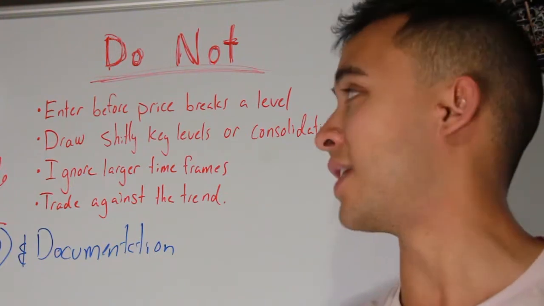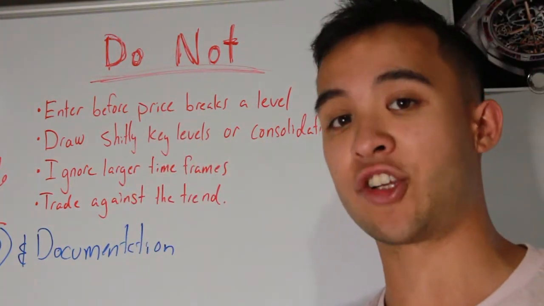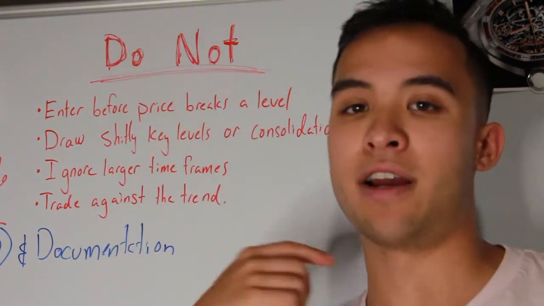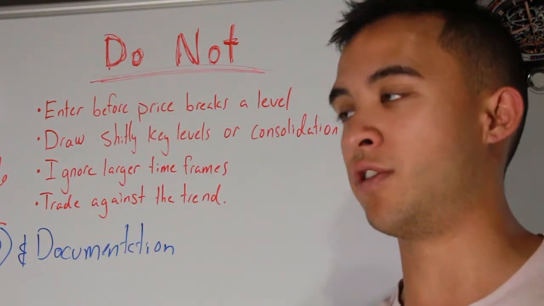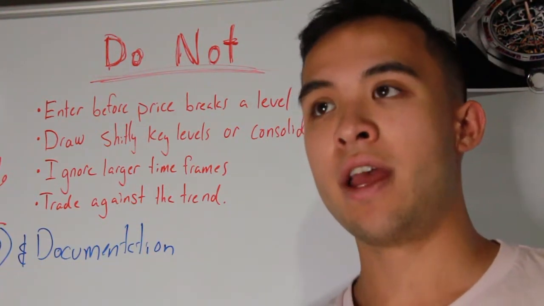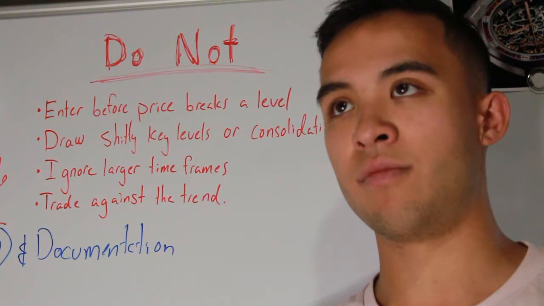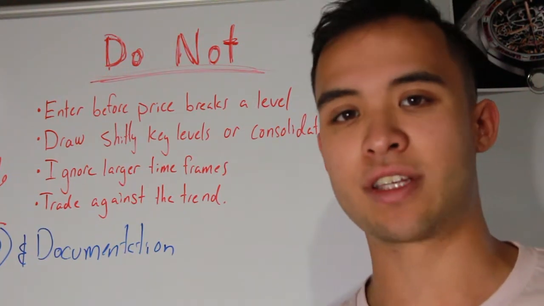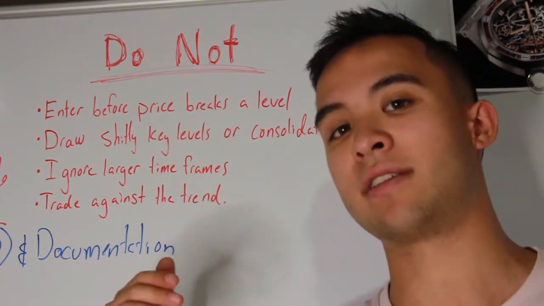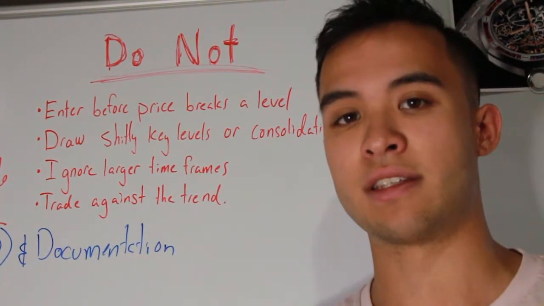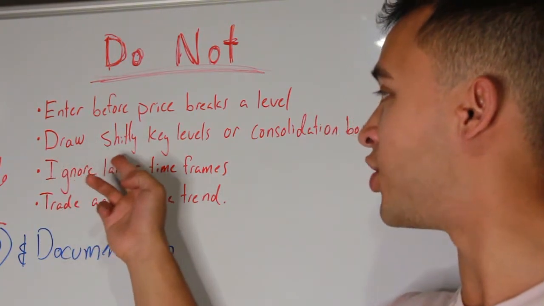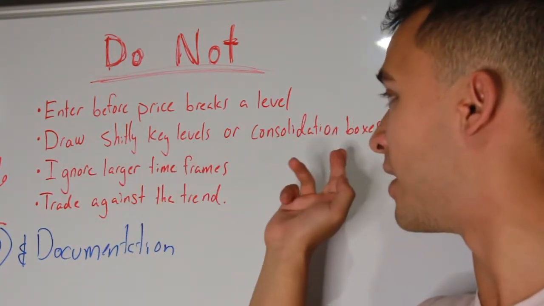Now I used to take the trades before price would actually break that level, anticipating it to break, retest, and fly up. This was because of two things. I wanted to have more profits by catching it before it made the move, and two, well, yeah, that's pretty much it, and it just came out of greed. So I'm like, nah, we'll wait until price breaks, retests, then when all the confluences and stuff line up, then I enter. Next one is not to draw shitty key levels or consolidation boxes.